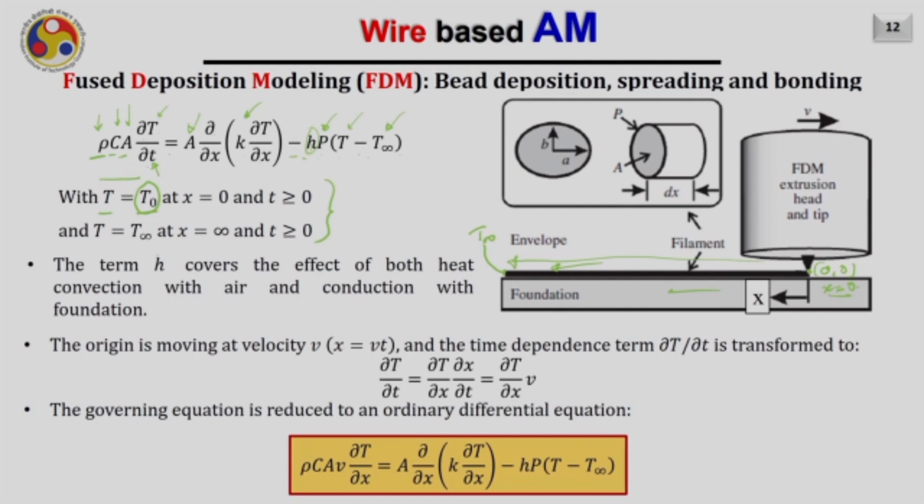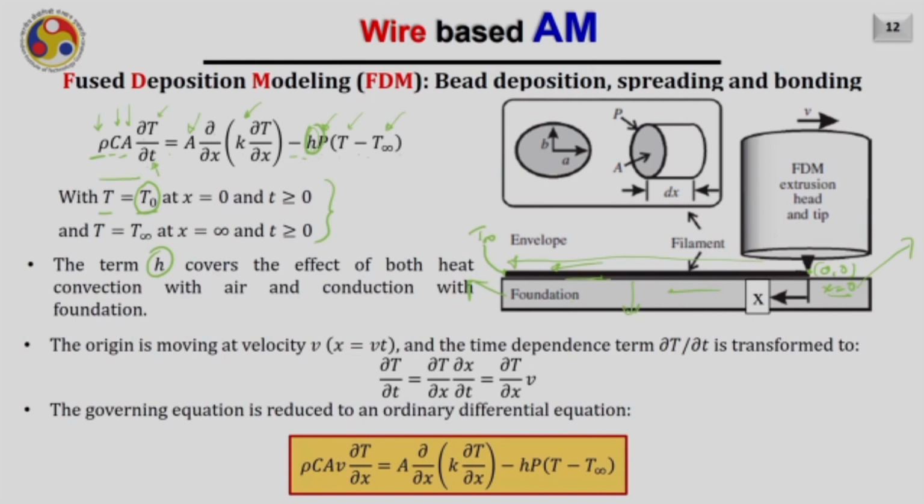So, the term H which is written here covers the effect of both the convection heat transfer into the environment and also the heat transfer into the foundation, because we are not assuming any change in the temperature of the foundation. Therefore, this foundation is also considered to be contributing through convection heat transfer. Therefore, this H is not only the heat transfer into the ambient, but also the heat transfer into the foundation.